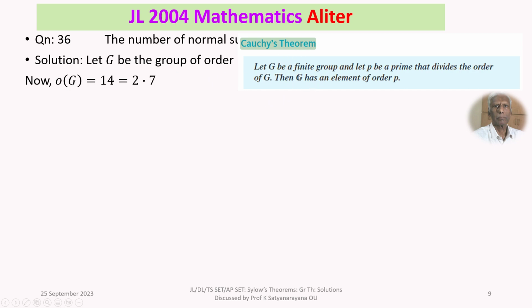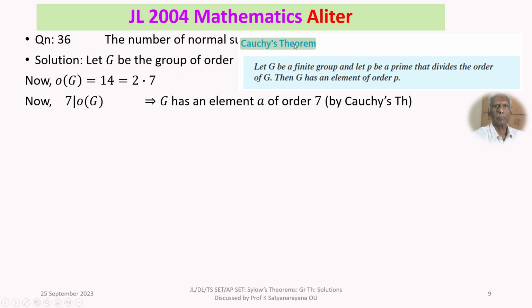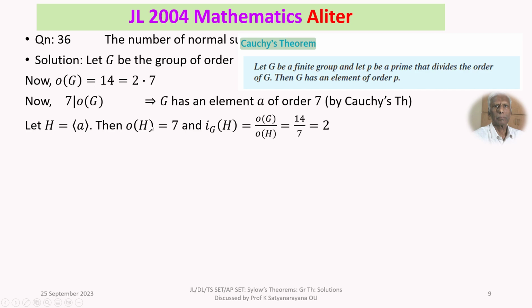Cauchy's theorem says: let G be a finite group and p a prime number that divides the order of G. Then G has an element of order p. Here 7 is a prime number and 7 divides the order of G. Therefore, G has an element a of order 7 by Cauchy's theorem. Now let us consider H, the cyclic group generated by a. Then the order of H is 7.